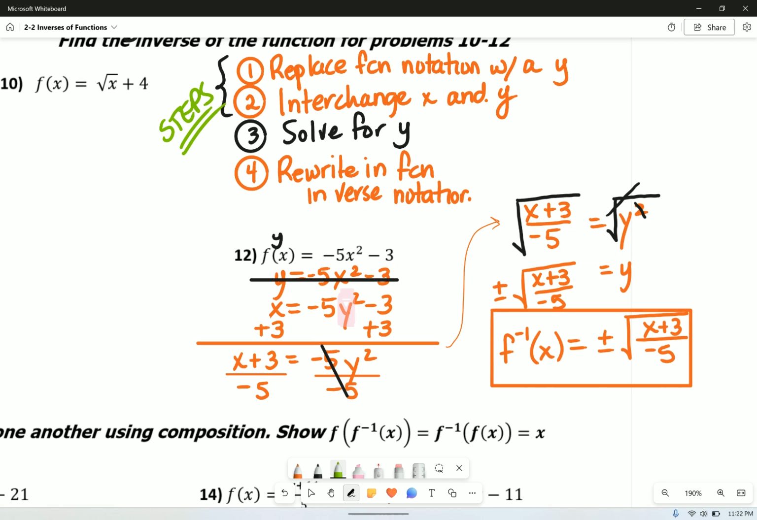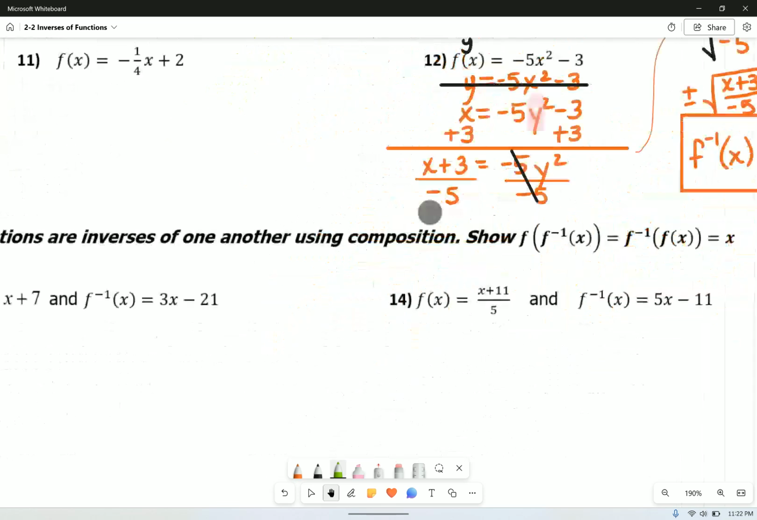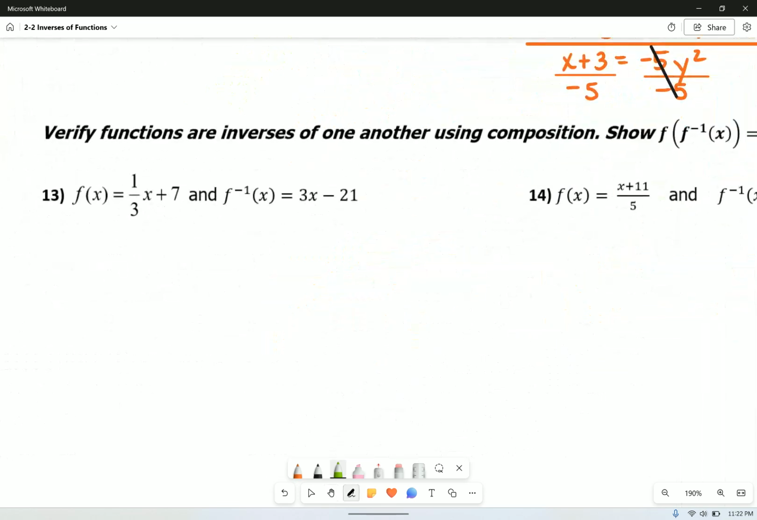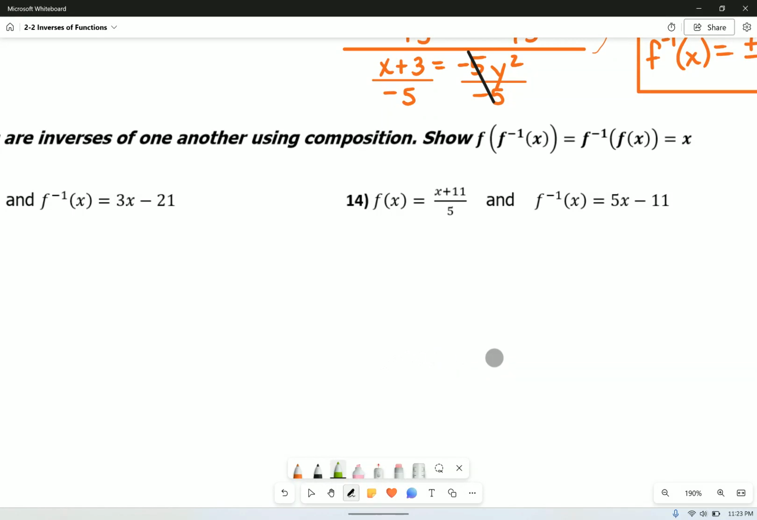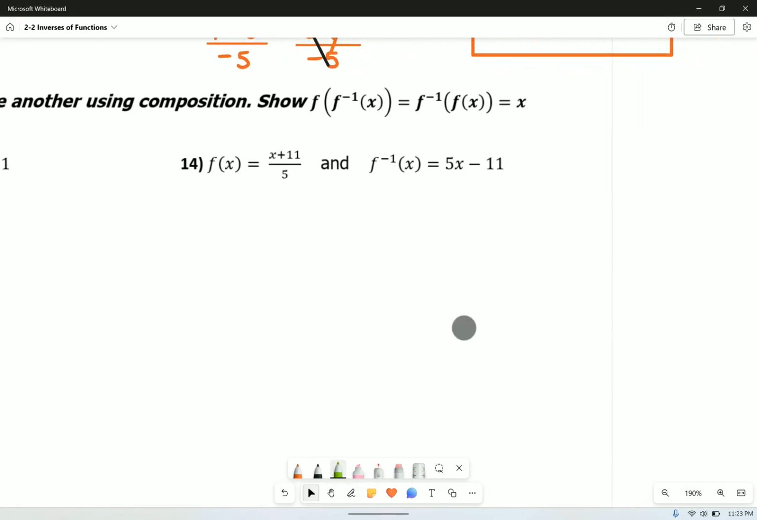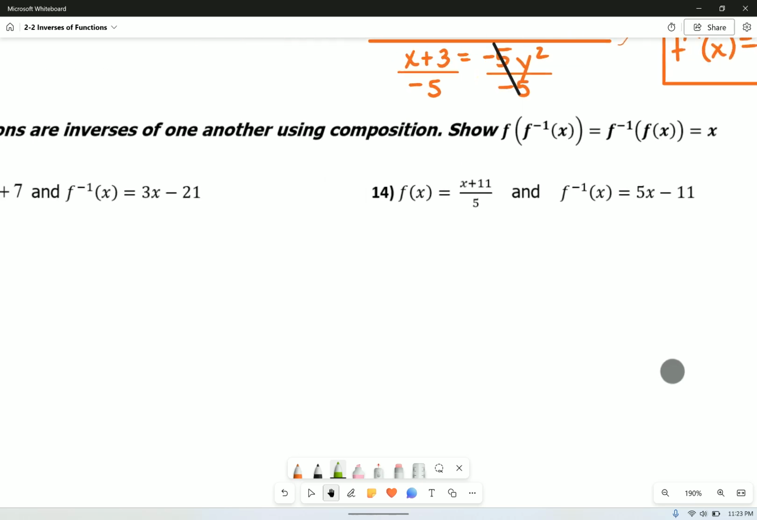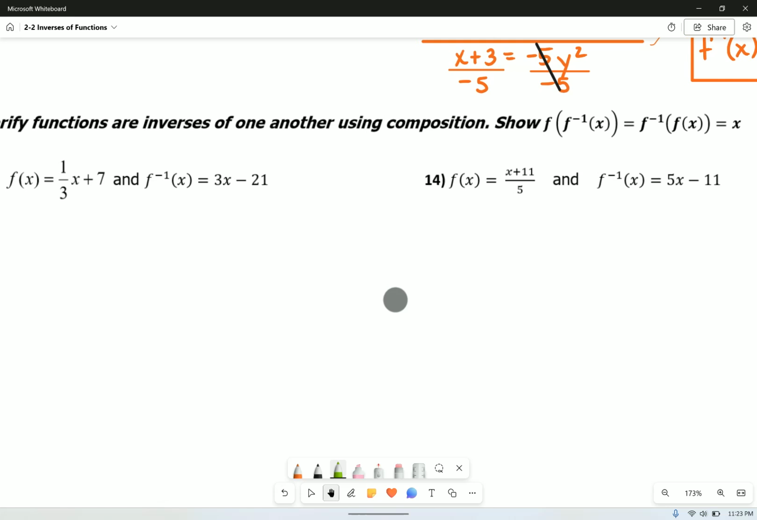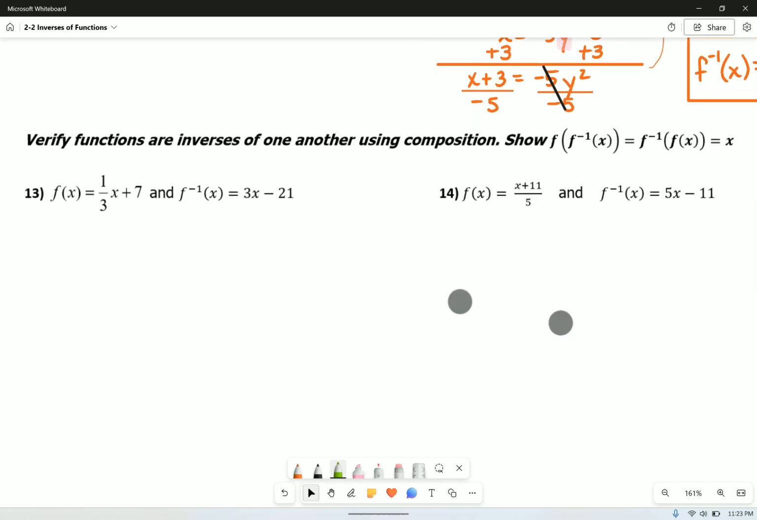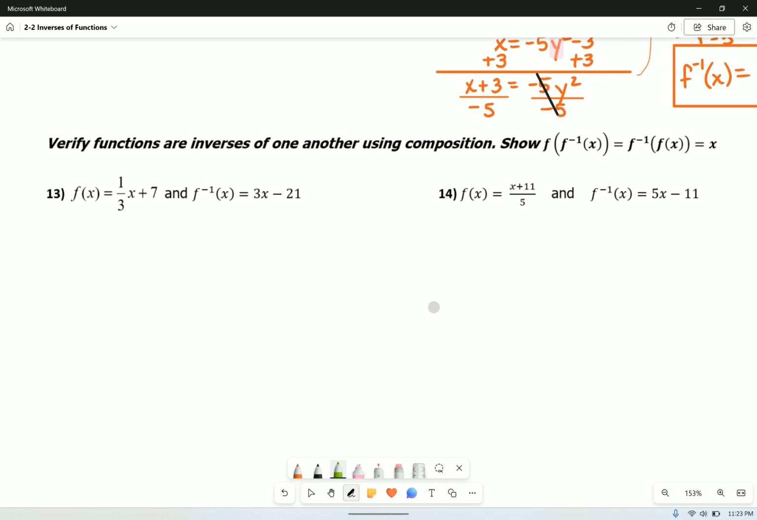Okay? Last but not least, let's go down to the bottom. It doesn't really matter which one. I guess we'll do number 14. Now, let me read the directions first. So here in number 14, unlike the previous problem where I asked you to find an inverse, I'm actually giving you what the inverse is. So if you look at number 14, I'm giving you f of x, and I'm giving you the answer to the inverse of f of x.